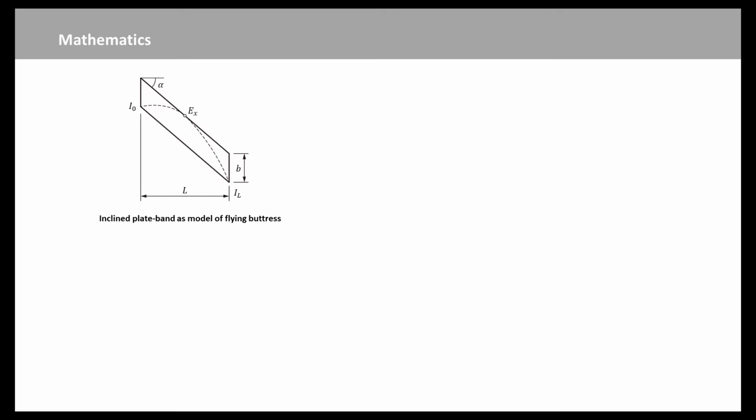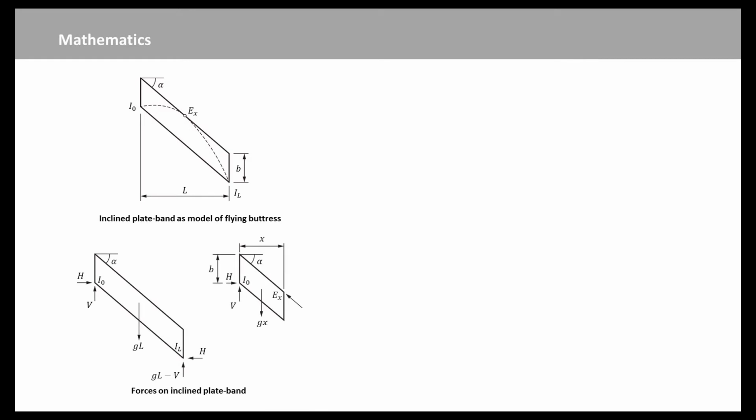At sections IO and IL, the line of thrust passes from the flying buttress into the nave and main buttress, respectively. The immediate problem is the location of the section EX, where the line of thrust just touches the extrados. In this video, Coulomb's method will be used.